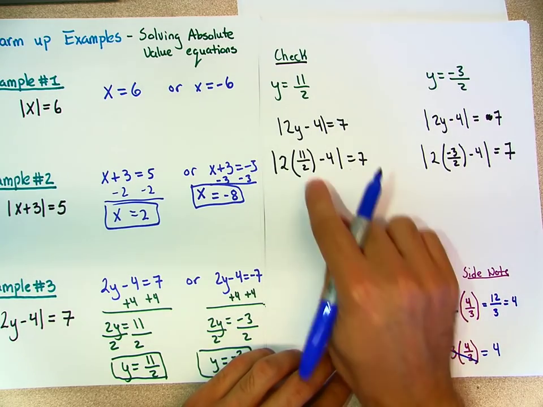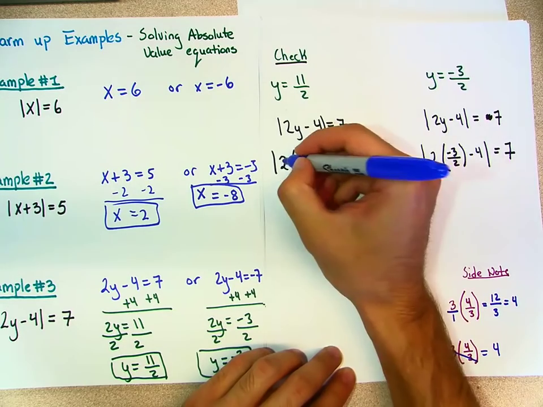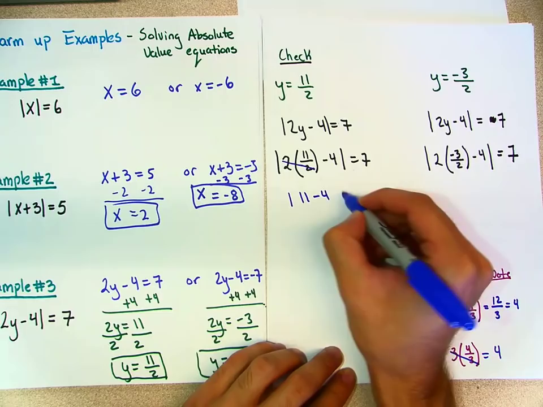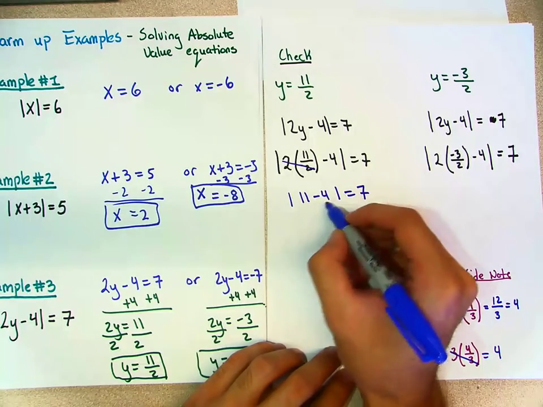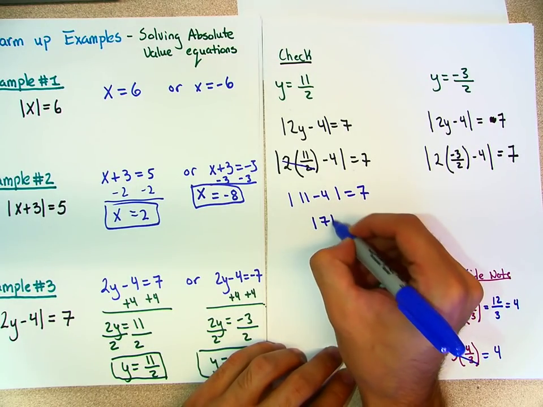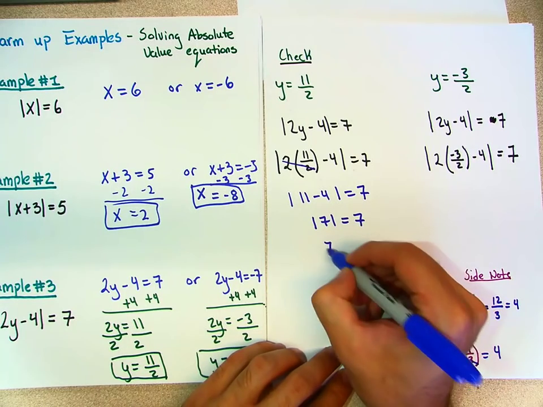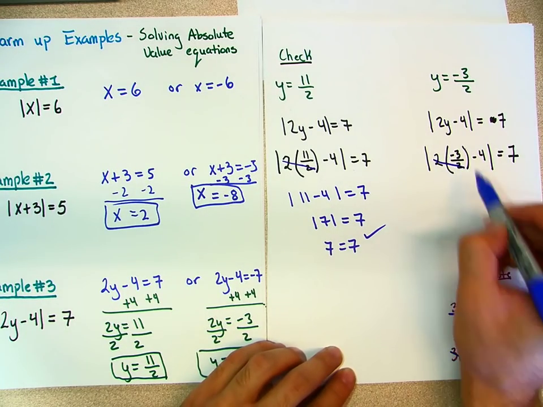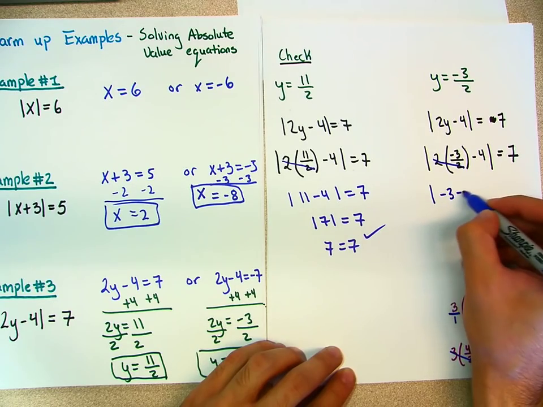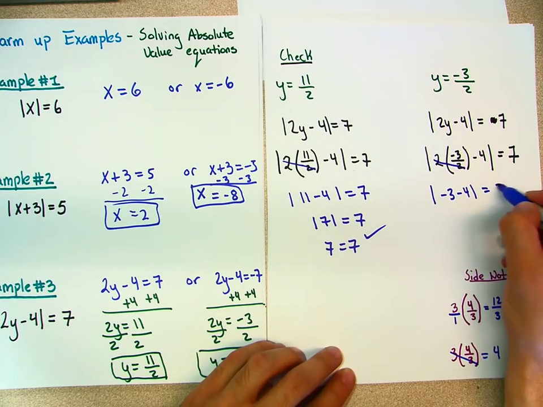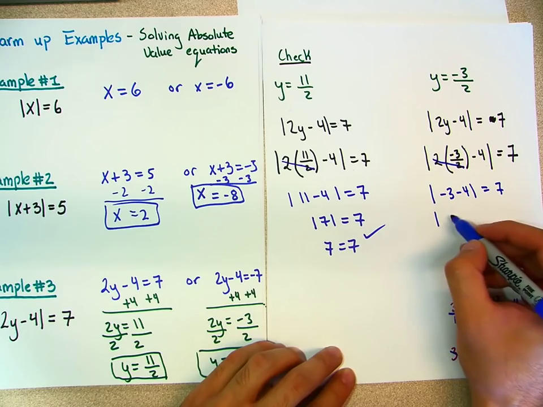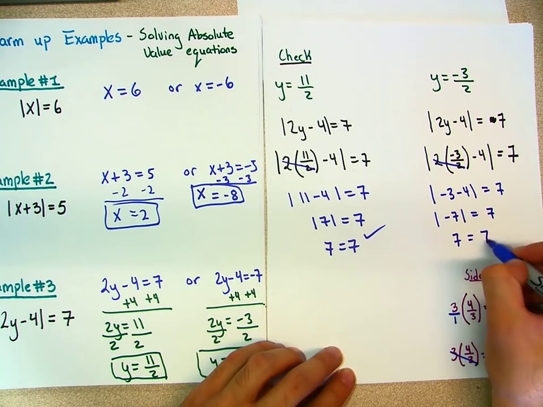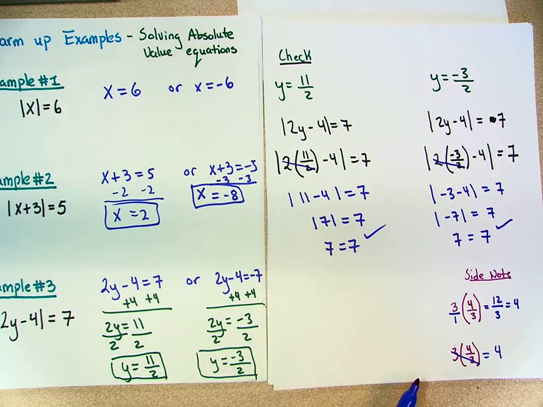Okay? Now here, just do this rule. Just cancel. So now I have absolute value 11 minus 4. Does this equal 7? 11 minus 4 is 7. So does absolute value of 7 equal 7? 7 equals 7. Yes. Same thing here. Cancel. So then you have absolute value negative 3 minus 4 equals 7. Then negative 3 minus 4 is negative 7. And it works. Okie dokie. Let's move on.